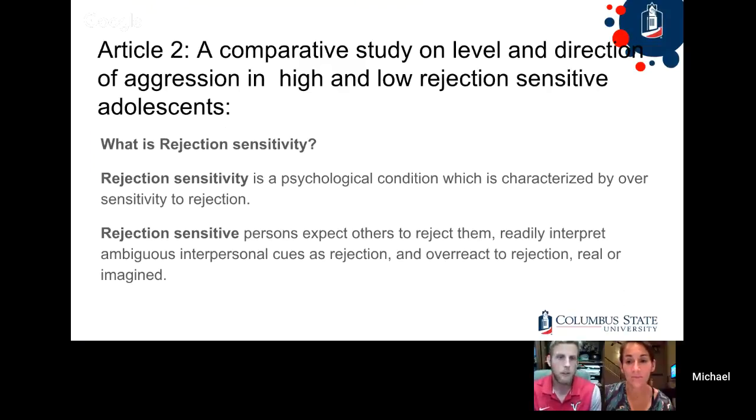Article 2, a comparative study on level and direction of aggression in high and low rejection sensitive adolescents. What is rejection sensitivity? Rejection sensitivity is a psychological condition which is characterized by sensitivity to rejection. Rejection sensitive persons expect others to reject them, readily interpret ambiguous interpersonal cues as rejection, and overreact to rejection, real or imagined.